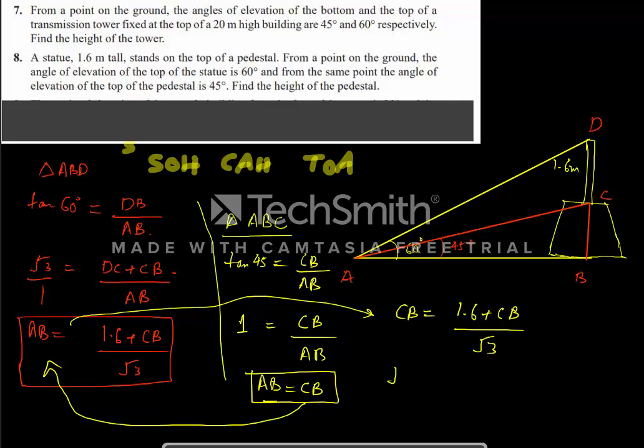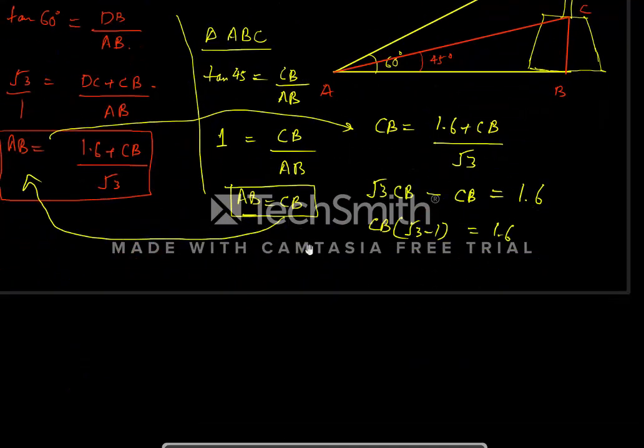Or we can write root 3 times CB, and then subtracting CB from both sides, minus CB equals 1.6. Or you can take CB as common. It'll be CB times root 3 minus 1 equals 1.6. So we can write CB equals 1.6 divided by root 3 minus 1. And that is the answer.